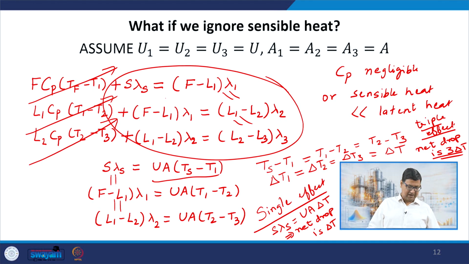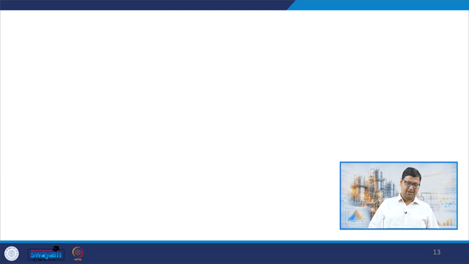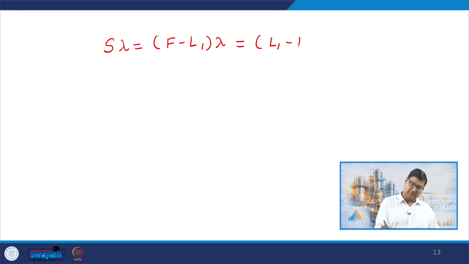Now, let me also assume that the latent heat is the same, just for the sake of argument, and in that case I am going to have S lambda is equal to (F minus L1) lambda and is equal to (L1 minus L2) lambda.